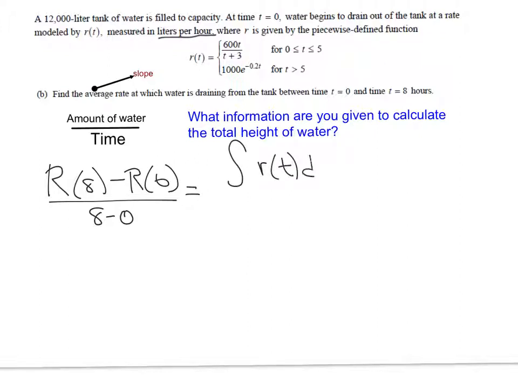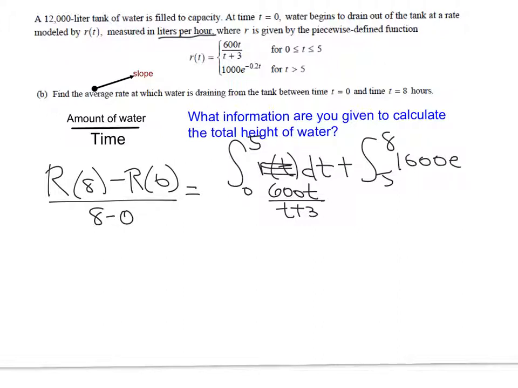Now since it's a piecewise, I would have to divide it up from 0 to 5 and then add up the change in value from 5 to 8 of, oops, I should not have written R of t because R of t is the whole piecewise. I should have written 600t over t plus 3. So that's the first piece. And then we'd add it from 5 to 8 of 1,000 e to the negative 0.2t dt, and that would be all over 8. And that would give us the average rate at which the water is draining.